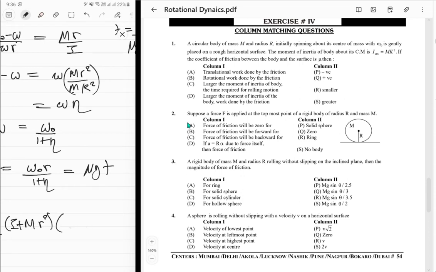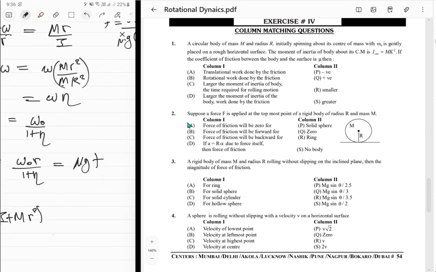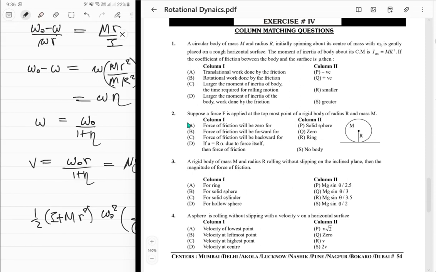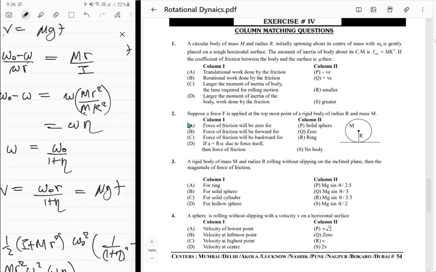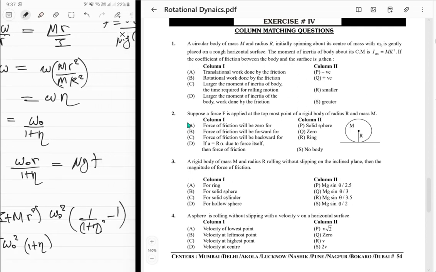Squared. Doesn't look good. So you've got this omega naught squared right there, then you've got 1 upon 1 plus eta, squared, minus 1. The good thing is, we just take mr squared out. So this will be mr squared upon 2, omega naught squared as well. And then this just becomes 1 plus eta, because mr squared upon I was eta. So you just write this as 1 plus eta minus 1 upon 1 plus eta. Does that make sense?